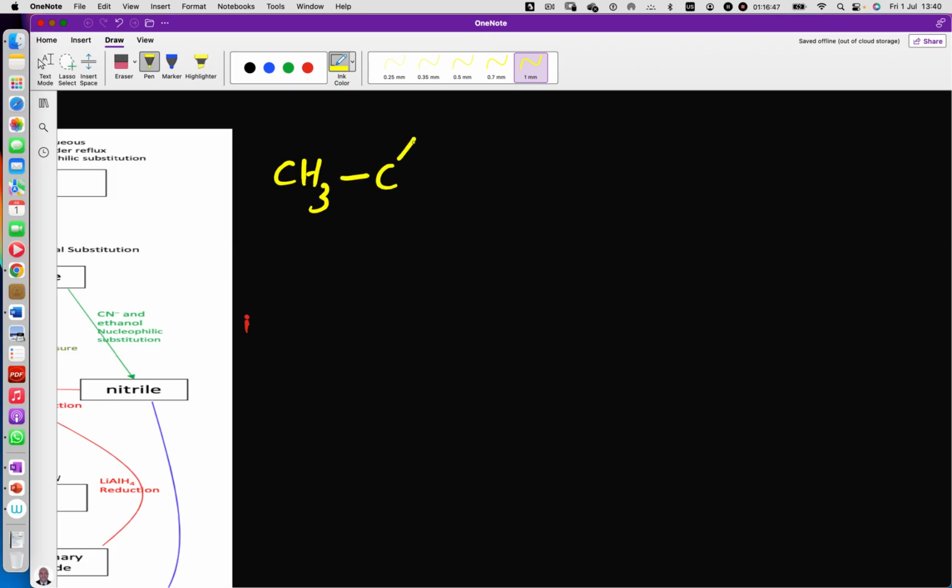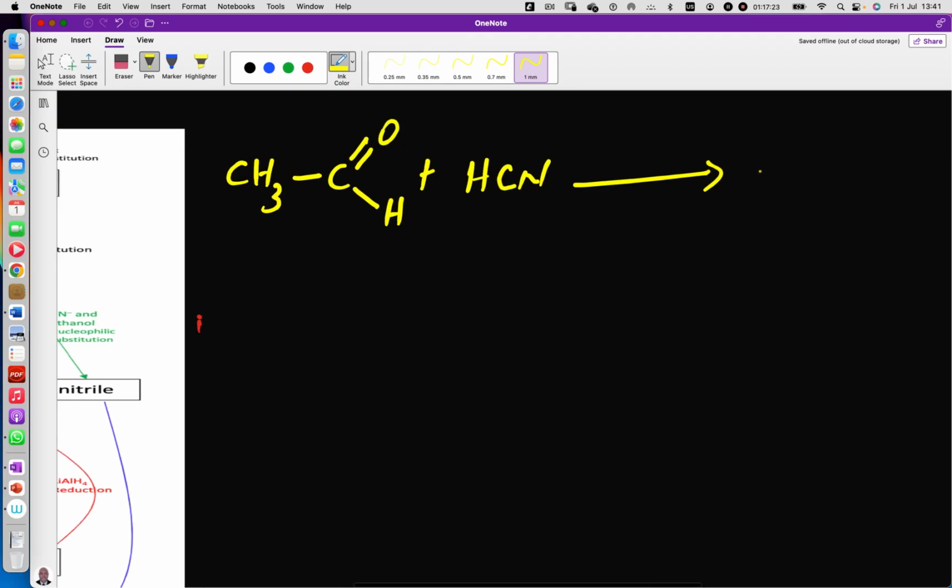If it reacts with hydrogen cyanide, I told you hydrogen cyanide is produced as a result of the reaction of potassium cyanide plus sulfuric acid. So the hydrogen cyanide is produced, and when it is in solution, it will dissociate to form the hydrogen ion and the cyanide ion. It is the cyanide ion that is going to act as a nucleophile. So now the hydrogen cyanide will be added here.